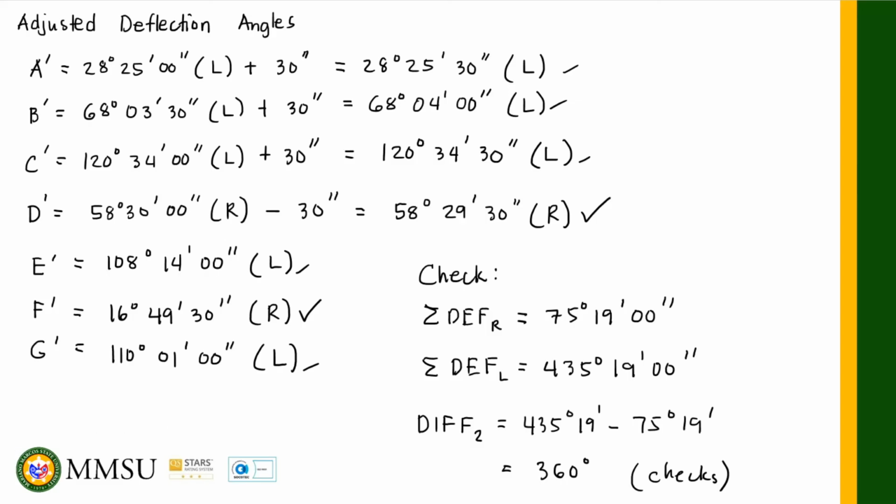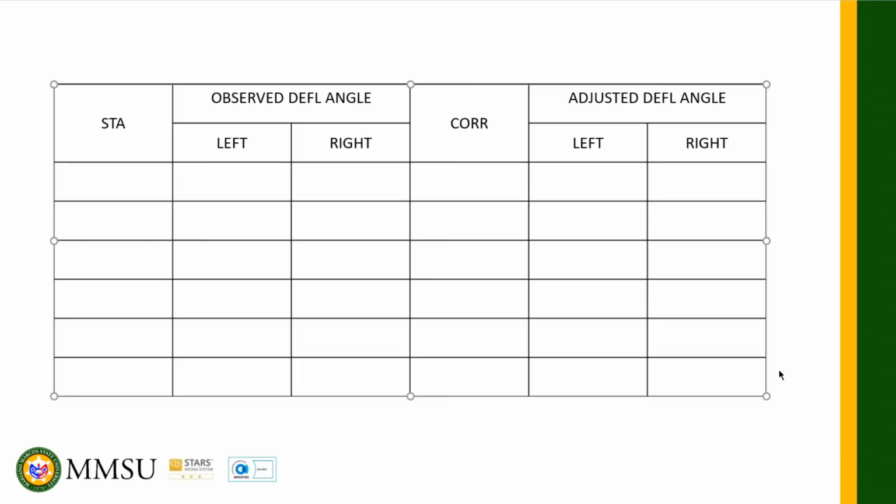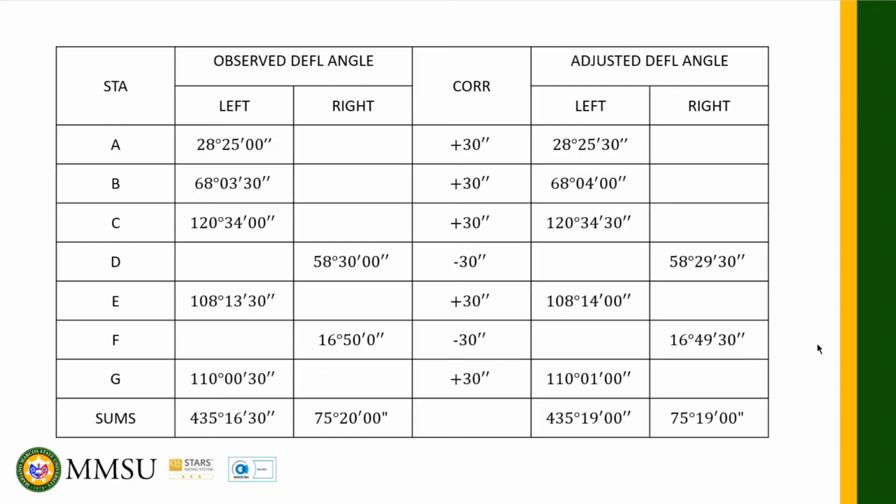And finally, we are now going to tabulate our solutions. Okay? So let us tabulate by creating a table. I have already made a table here. This is what our table should look like. For the first column, we have the station. Our stations are actually the points A, B, C, D, E, and F. For the observed deflection angles, we should write here all the angles that are initially given. I have already made the whole table for you.